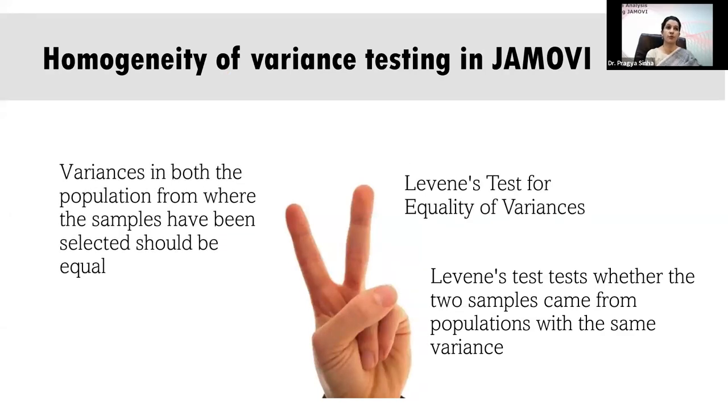So how do we test this homogeneity of variance in JAMOVI? Basically, we test it with the test known as Levene's test for equality of variance. The null hypothesis for this test says that the variance in both populations is the same. So we do not want our null hypothesis to be rejected. That's why we want the p-value of Levene's test of equality of variance to be more than 0.05, because we want to accept our null hypothesis and say that yes, the variances in both the populations from where we have drawn the sample should be equal.